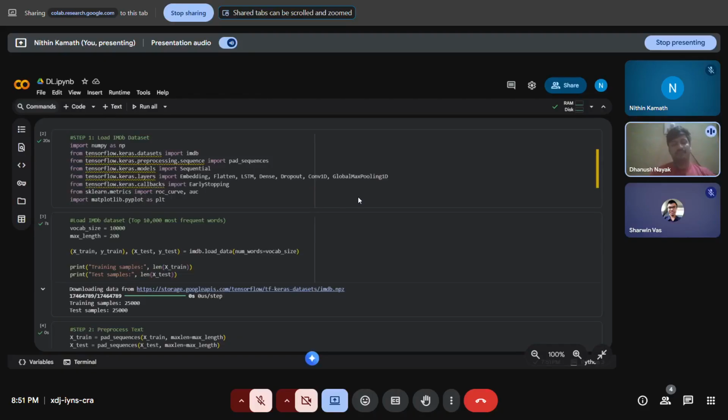Sentiment analysis is a sequence problem because the meaning of a sentence depends on the order of the words. LSTMs are designed to understand long-term dependencies, making them ideal for such tasks.